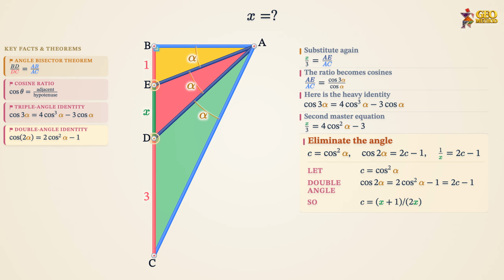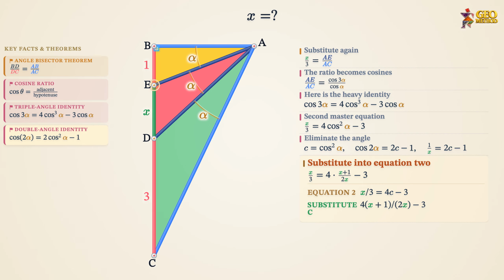Let c be cosine squared alpha. Since cosine 2 alpha equals 2c minus 1, the first equation gives 1 over x equals 2c minus 1, so c equals (x plus 1) over 2x. Substitute that value of c into equation 2. The right side becomes 4 times (x plus 1) over 2x, minus 3.